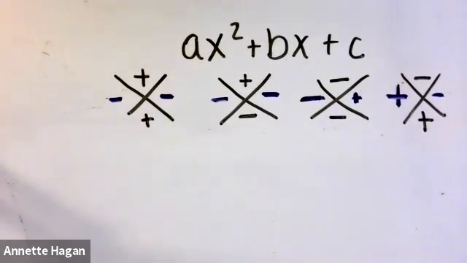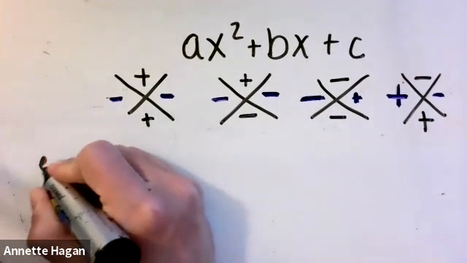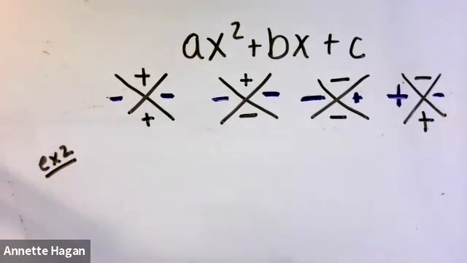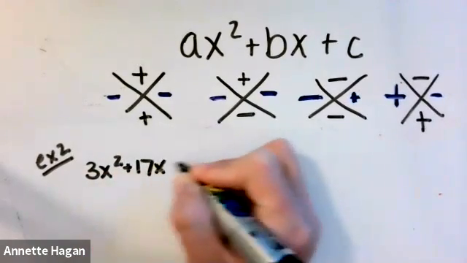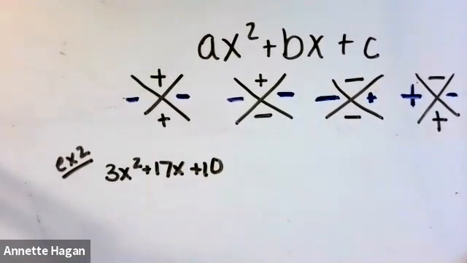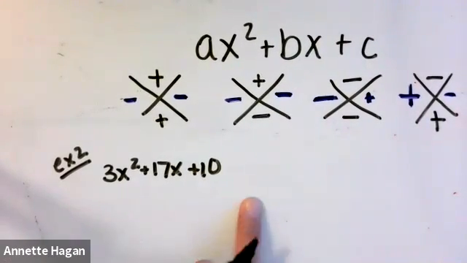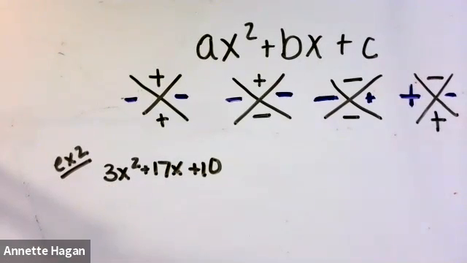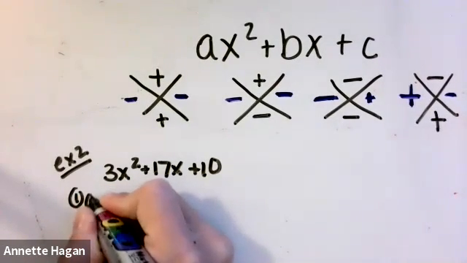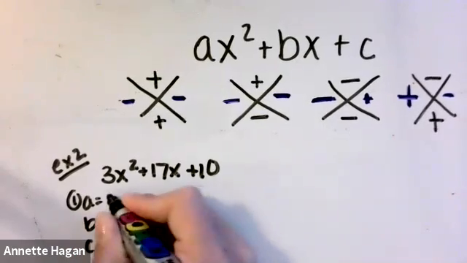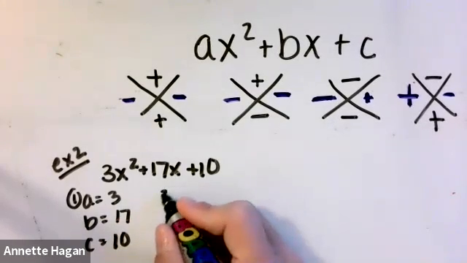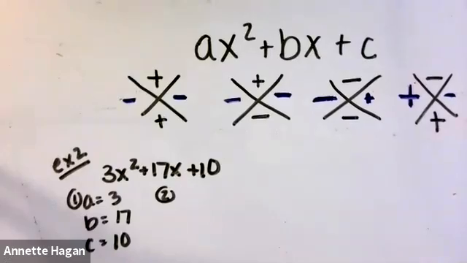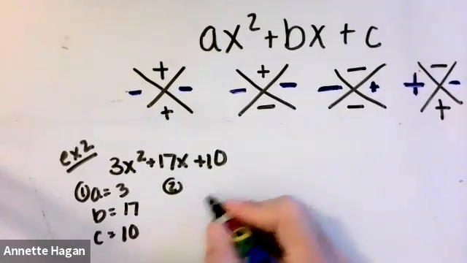Okay, so we're going to do example 2. Example 2 is going to be, I covered it up, 3x squared plus 17x plus 10. So we're going to do example 2 just like this. This is a little bit different because that leading coefficient is 3 instead of 1. So we're going to do our ABCs first. A here is 3, B is 17, and C is 10. Step 1 was do your ABC. Step 2 is we're going to make our X factor.